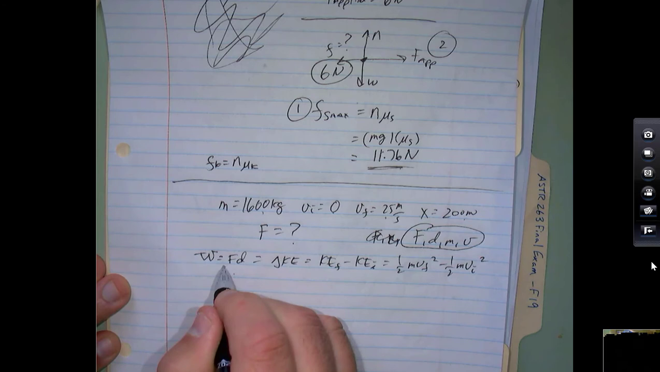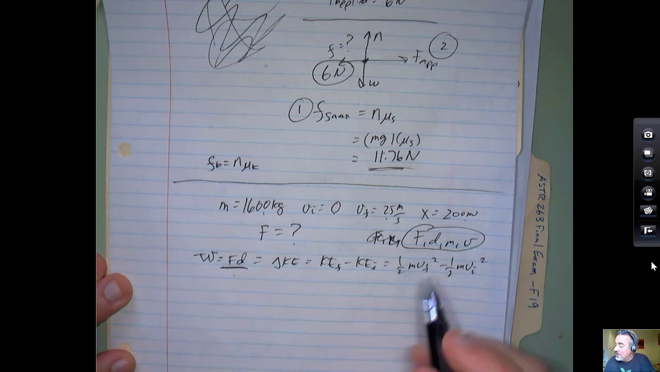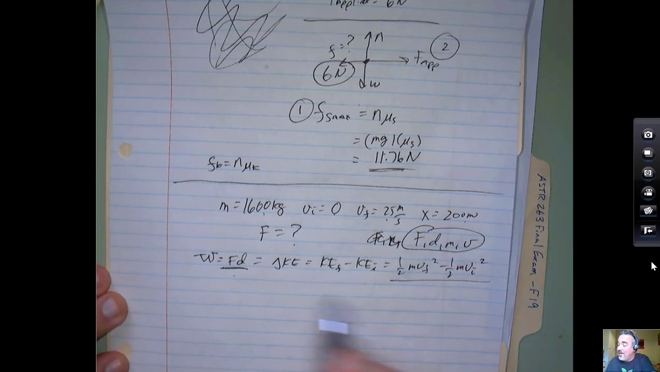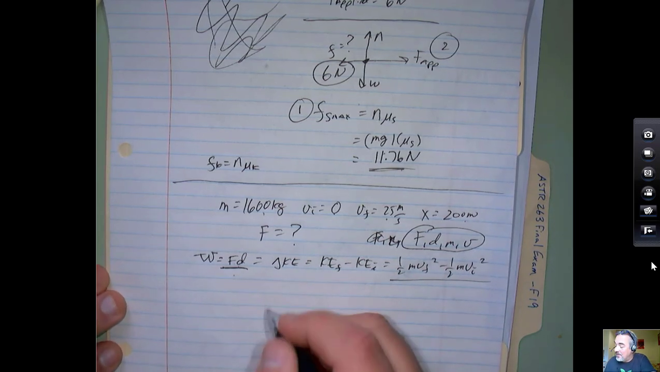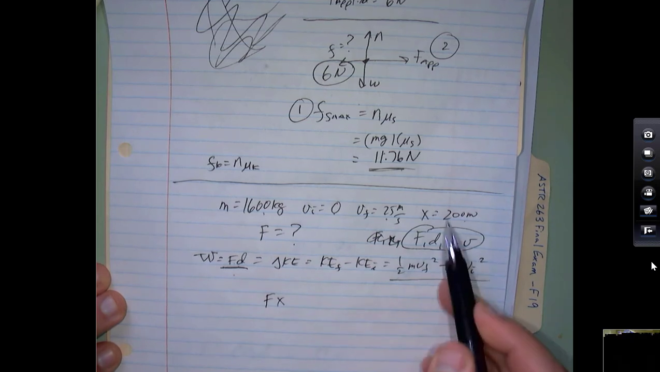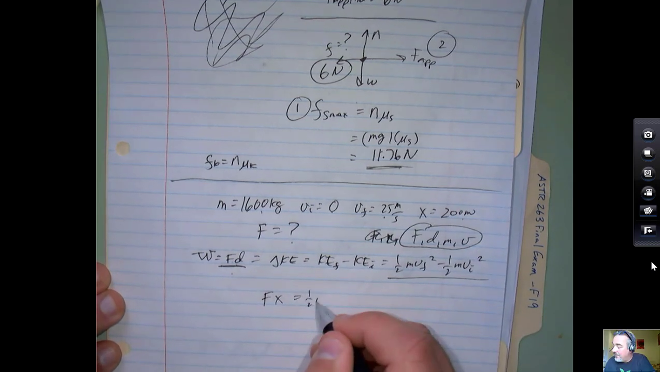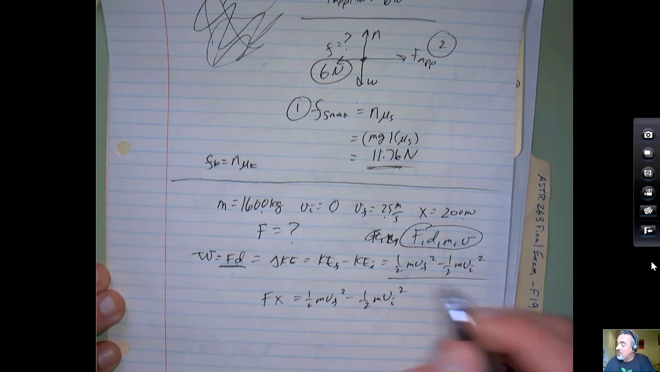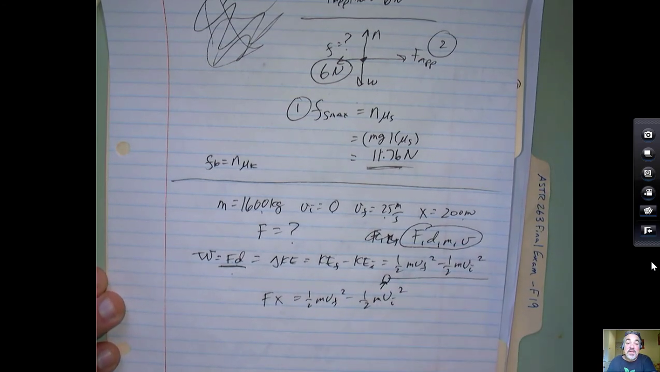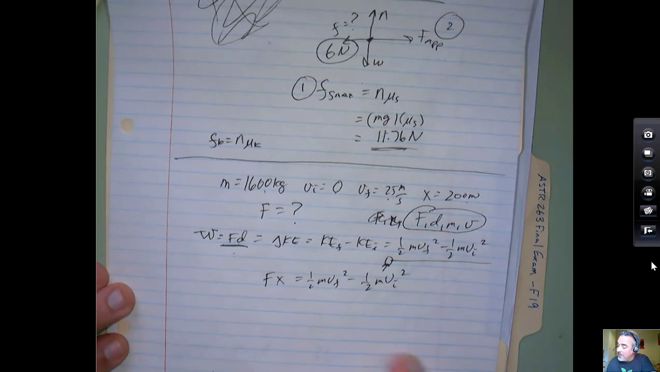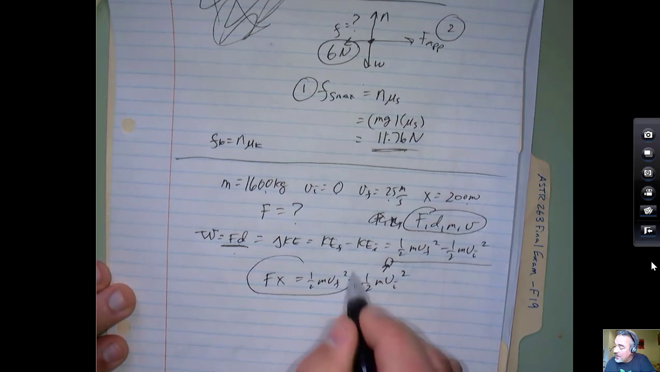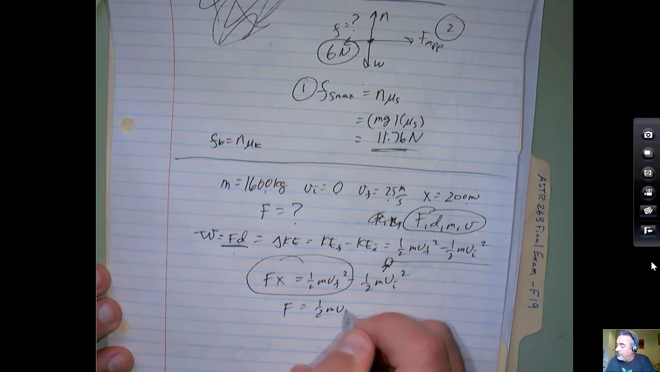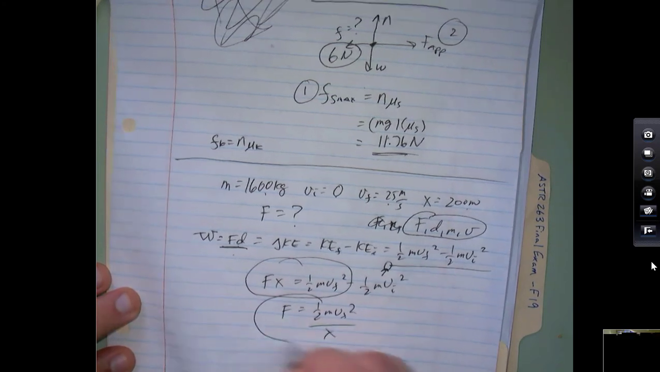Okay, so I'll pick out this part of it. Force times distance, 1/2 mv final squared minus 1/2 mv initial squared. Now I just called it D because the book did. I'm just going to change it to my notation here. 1/2 mv final squared minus 1/2 mv initial squared. And we're starting from rest, so that term is 0. Okay, so I've got this I'm looking at. Divide both sides by x. And we're good to go on that one.